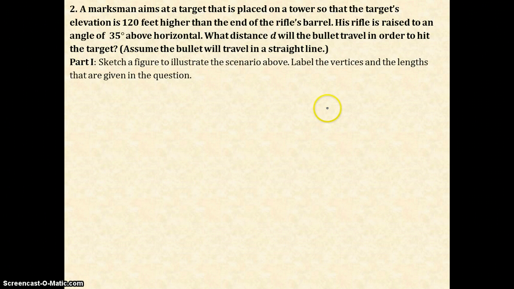So number 2, a marksman aims at a target that is placed on a tower, so the target's elevation is 120 feet higher than the end of the rifle's barrel. His rifle is raised to an angle of 35 degrees above horizontal, and we want to find the distance that the bullet will travel in order to hit the target. And we can assume the bullet is traveling in a straight line.